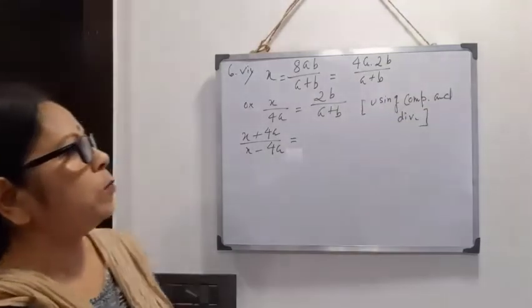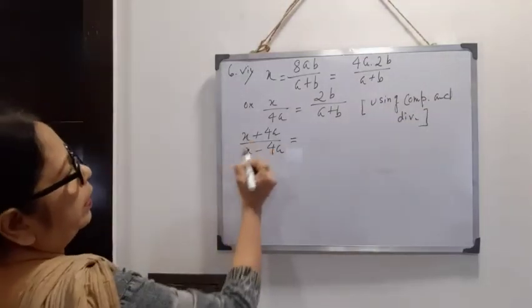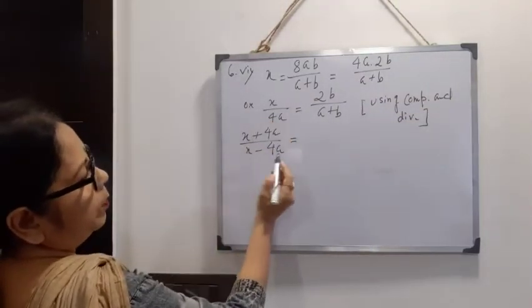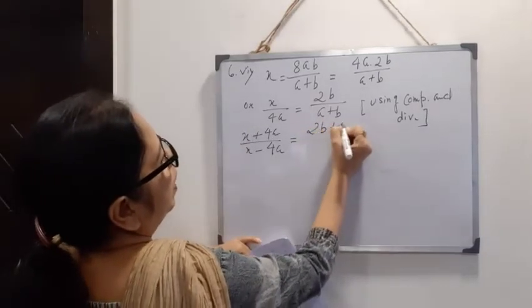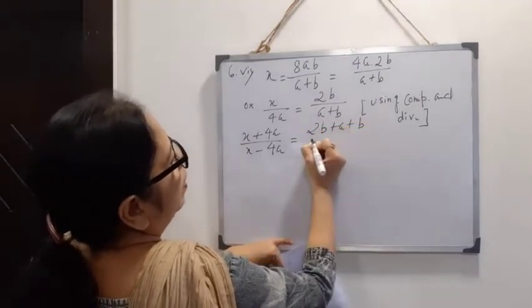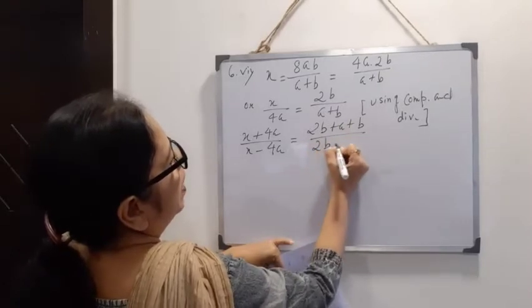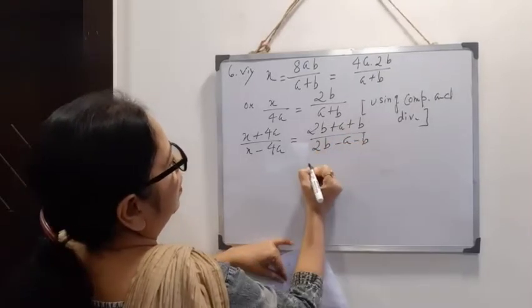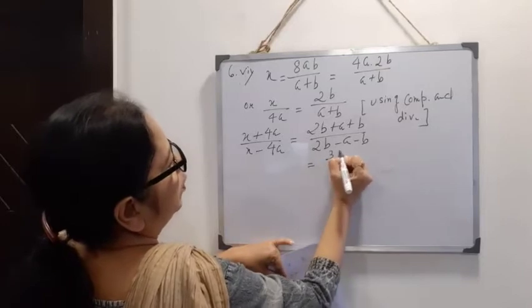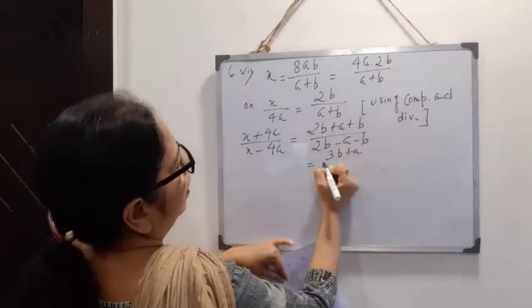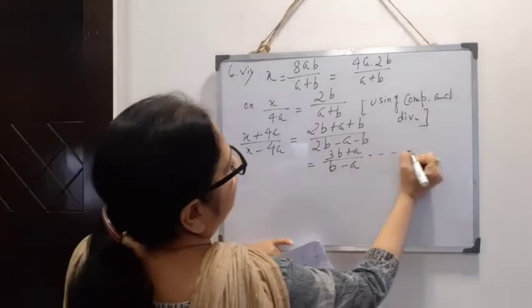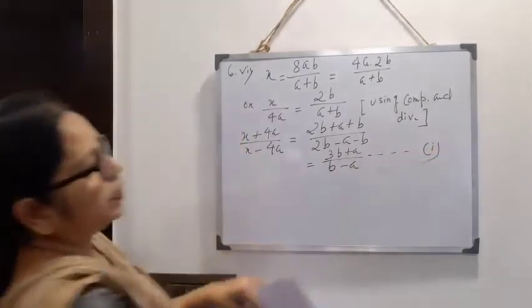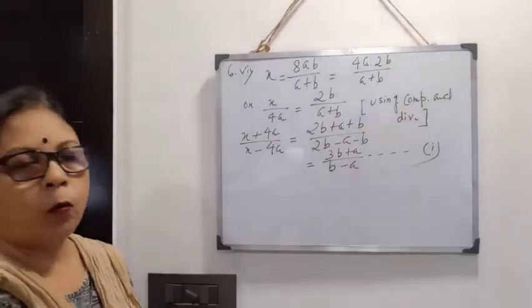Now applying componendo and dividendo, the left hand side is becoming x plus 4a by x minus 4a. Similarly the right hand side will be 2b plus a plus b and 2b minus a minus b. It will become 3b plus a and the denominator b minus a. Now I am writing, this is your equation number 1.